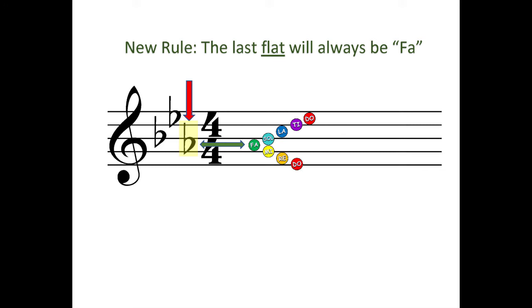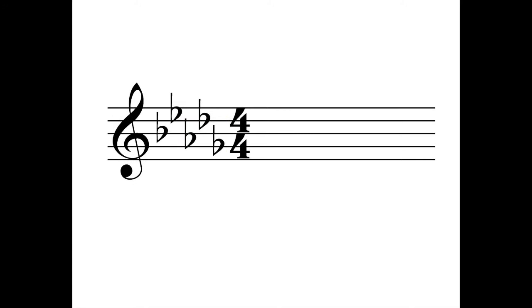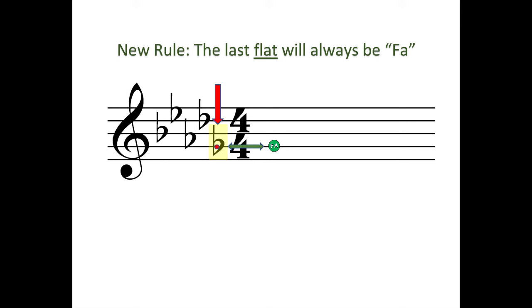Let's try one more. Here we see 5 flats. We can go to the very last one on the right, and we can label this note as fa. We can alternate lines and spaces to find the location of high do, or count down to find low do.